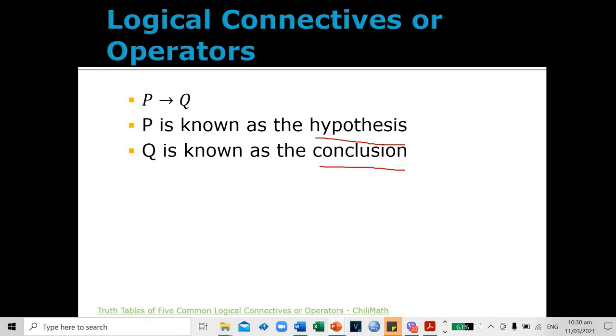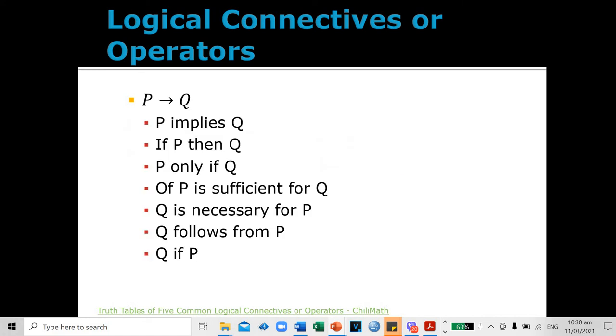So there are several ways of reading this. We can read it as P implies Q. If P, then Q. P only if Q. If P is sufficient for Q, Q is necessary for P. Q follows from P. Q if P. So we can read it in different ways, unlike in the previous logical connectives and operators, where there's only one way of reading them.